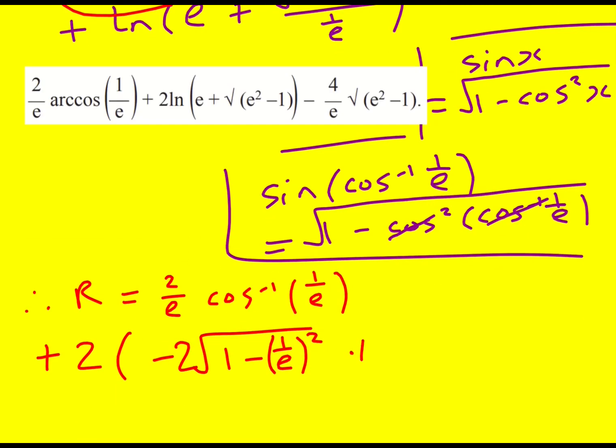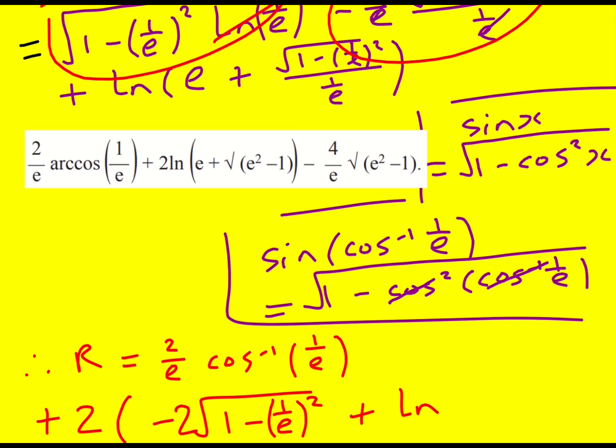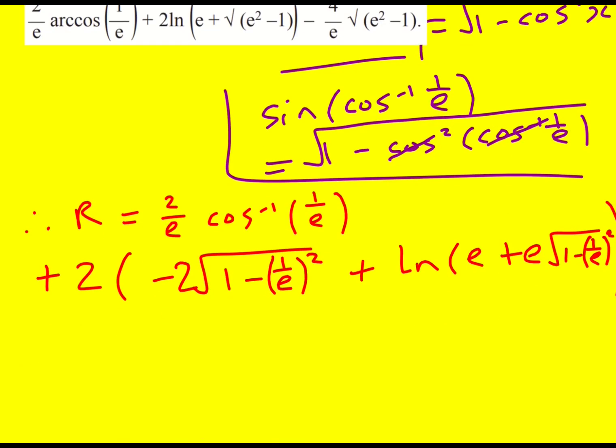And then I'm adding ln e plus, and because I'm dividing by 1 over e, that's the same as timesing by e. So it's going to be e times the square root of 1 minus 1 over e squared. Just be really careful manipulating it. At least we've got the answer to try and get to.